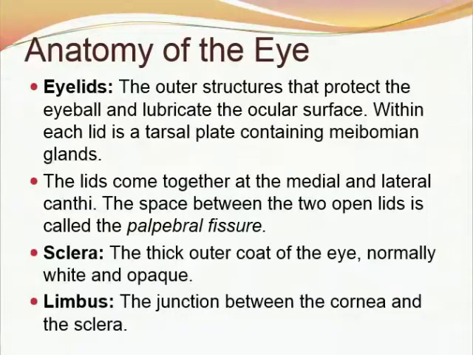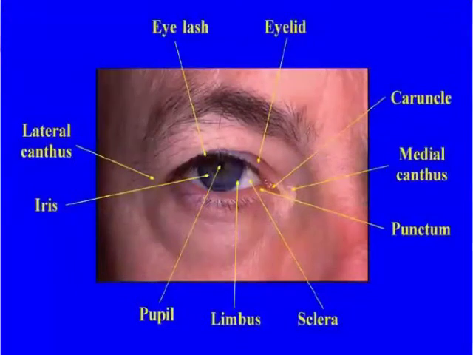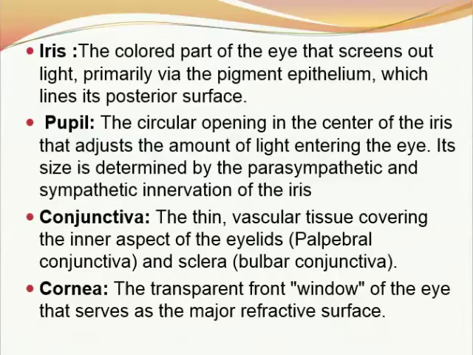Sclera is the thick outer coat of the eye, normally white and opaque. Limbus is the junction between the cornea and the sclera. As the picture is showing the outer structures of the eye, these are eyelids, lateral and medial canthus, sclera, limbus.